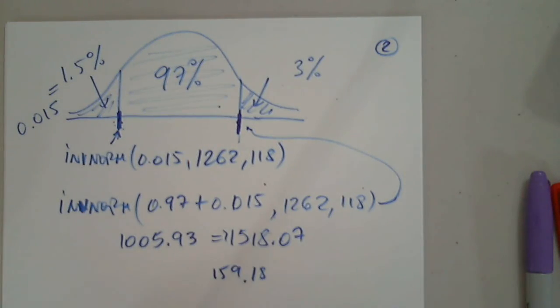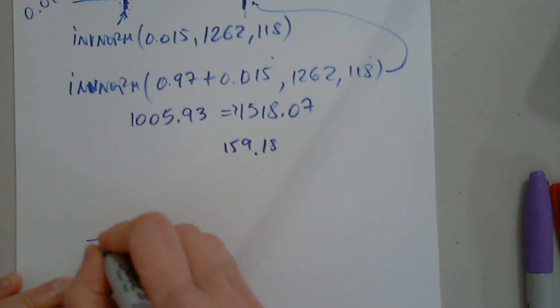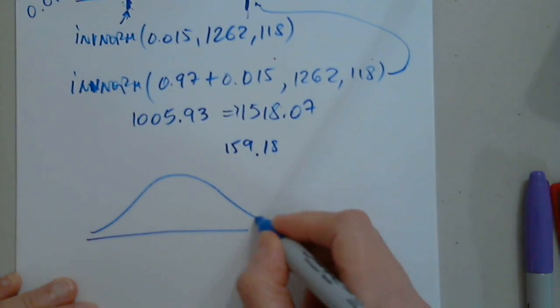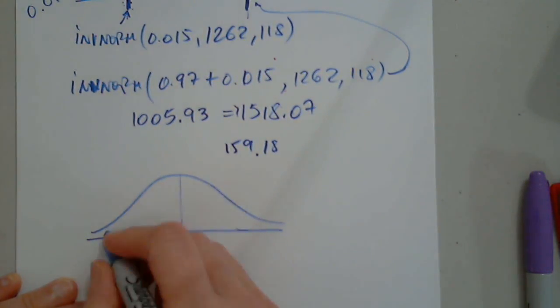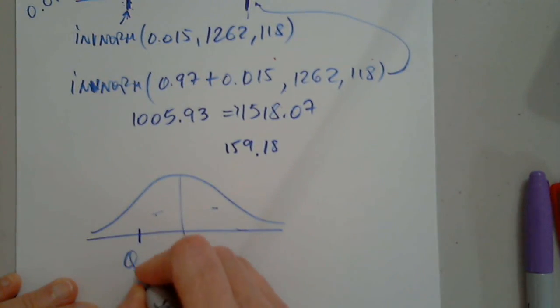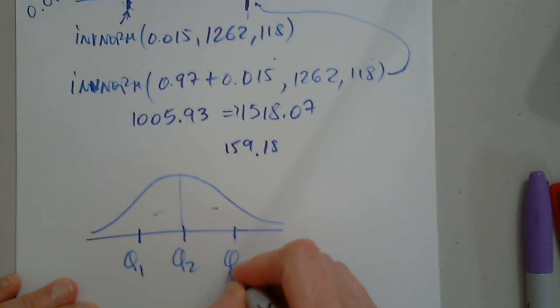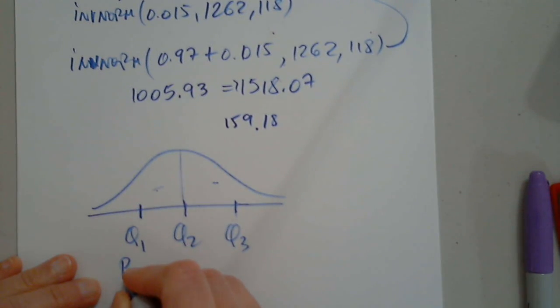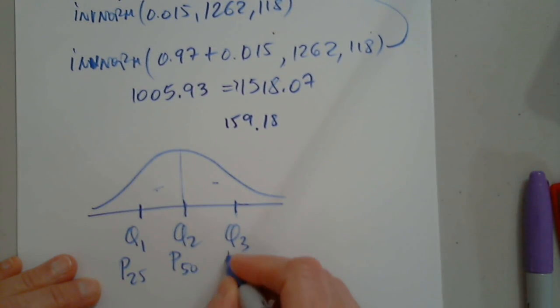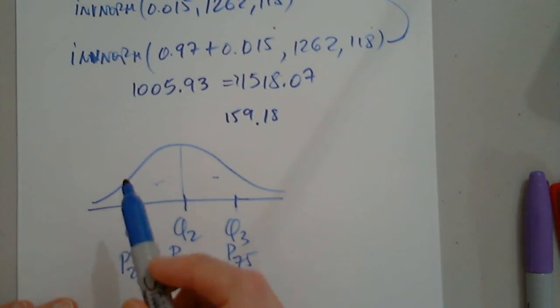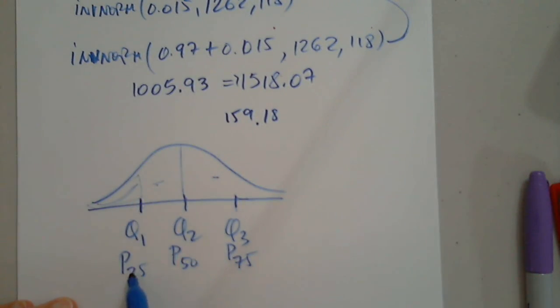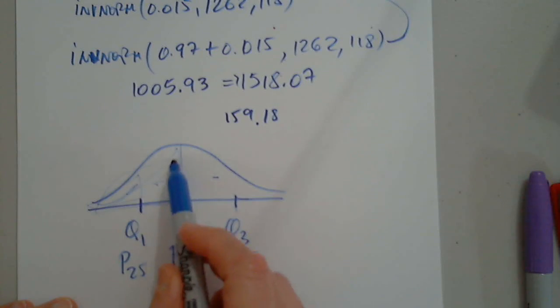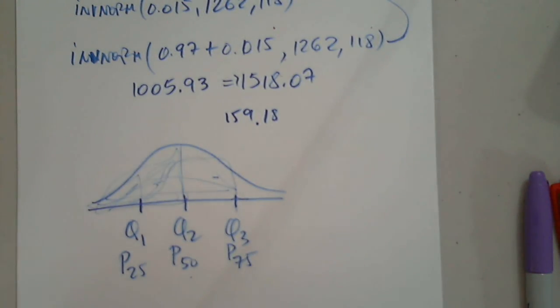So one more time the graph. This is the 50%, 50-50. Here is Q1, here is Q2, and here is Q3. This is the same as P25, this is the same as P50, and this is the same as P75. Meaning, this is 25%, this is 50%, and this is 75%. And of course, the complement obviously has to add up to 1.